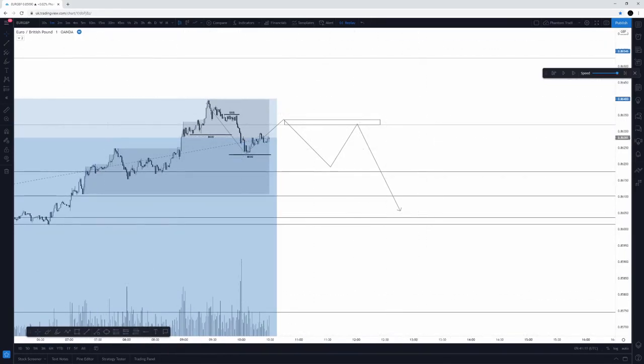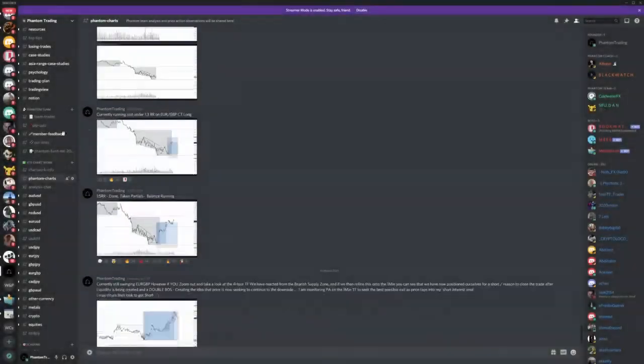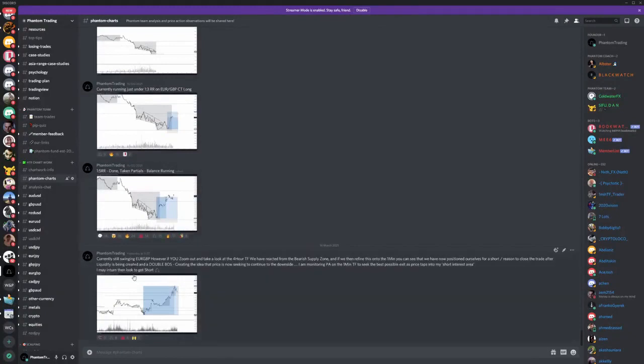So as you'll see, I did call that on the Discord community as well, looking for the counter trend short. Currently running at 1 to 3, 1 to 5R are done. So currently still swinging euro sterling. However, if you zoom in and take a look at the 4-hour time frame, we've reacted from a bearish supply zone.